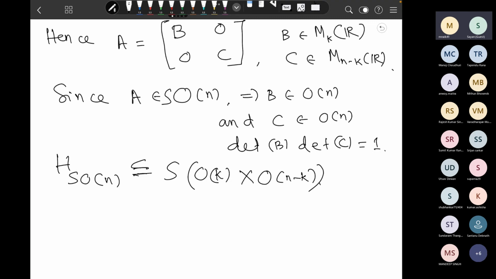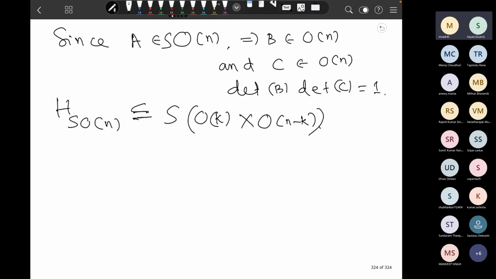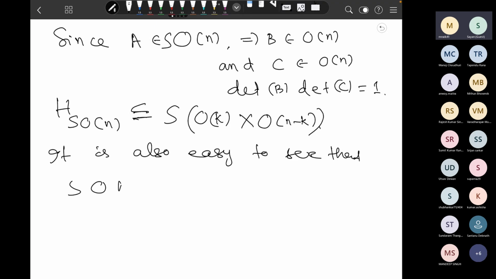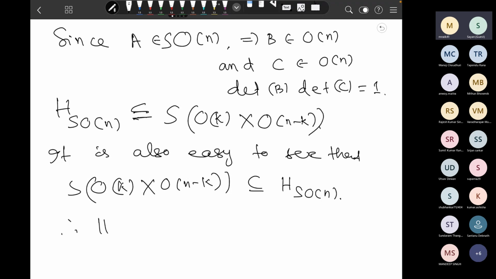It is S of (O(k) cross O(n-k)), and the other direction is also easy to see. It is easy to see that S of (O(k) cross O(n-k)) is contained inside this H of SO(n). Hence I get that H of SO(n) is really S of (O(k) cross O(n-k)).